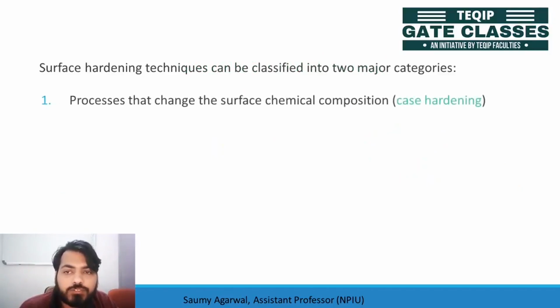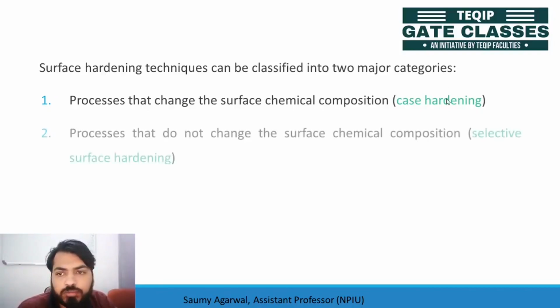So surface hardening techniques can be classified into two major categories. First one is processes that change the chemical composition of the surface, okay. The surface hardening technique which changes the chemical composition by addition of either carbon or nitrogen, that kind of process is known as case hardening process, okay.